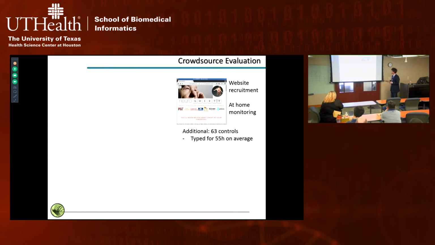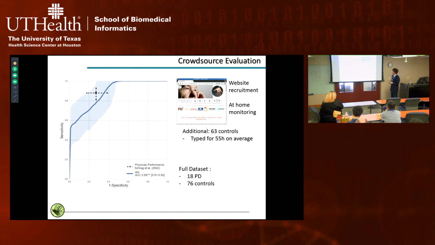So if we add these 63 controls in our data set, we are very happy, because the performance goes down as we would have imagined, but not that much. So that means that this technique could, with some adjustment, be used on this population, and we could potentially use that for tracking at home during the day.